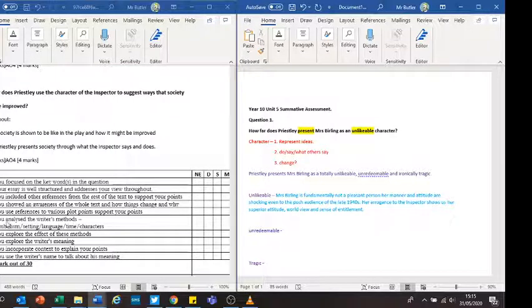Are we looking at these things, the symbolism, setting, language, time, characters? Well, yes, we're talking about Mrs. Birling. And are you talking about the effect? So, Priestley is very effective at establishing her social status. Right?